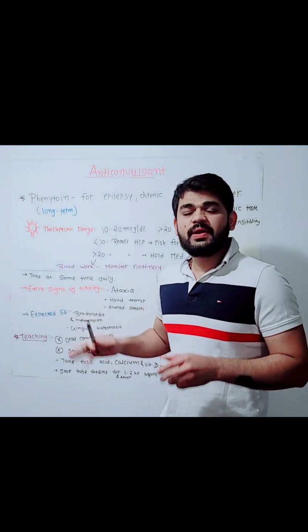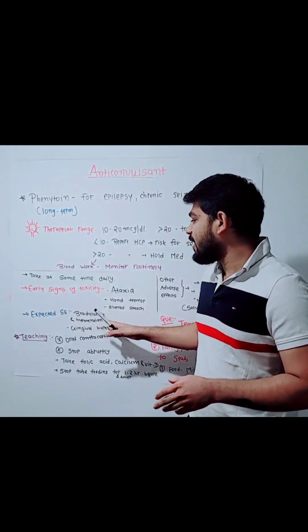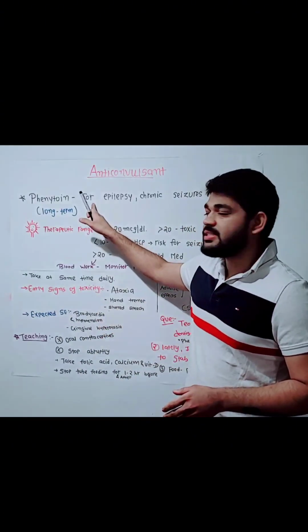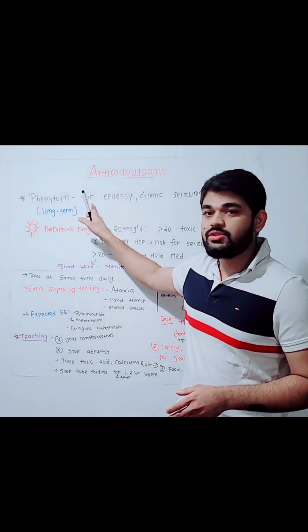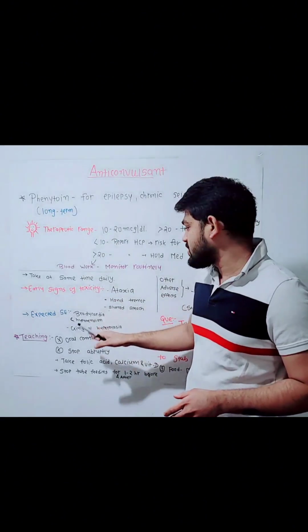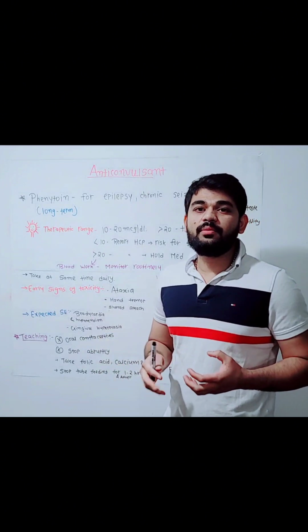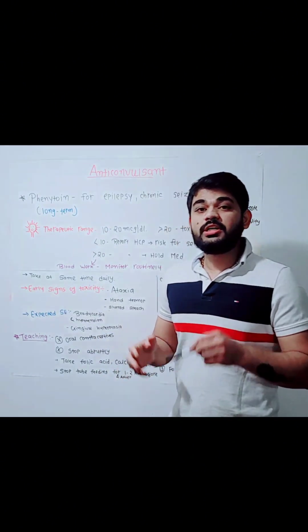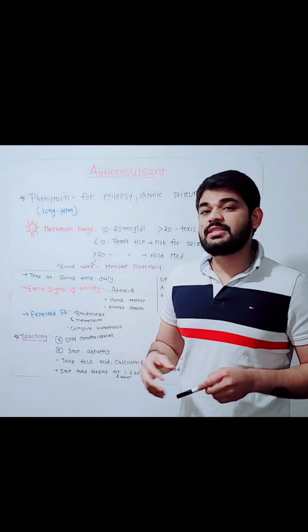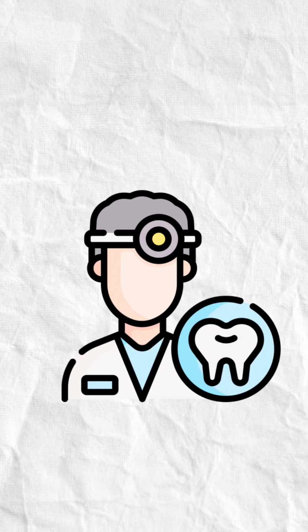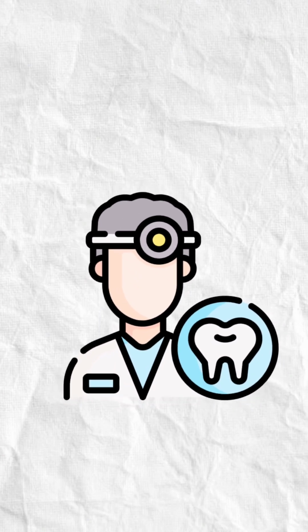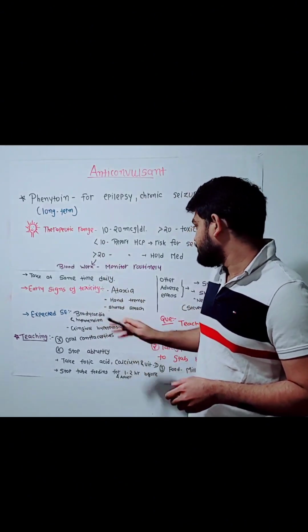So what are the expected side effects? Bradycardia and hypotension. Since it's a CNS depressant medication, these are expected side effects. Second one is gingival hyperplasia. So it's inflammation of the gums. So teach your patient, if the patient has a next dentist appointment, to inform the dentist that the patient is taking phenytoin medication.